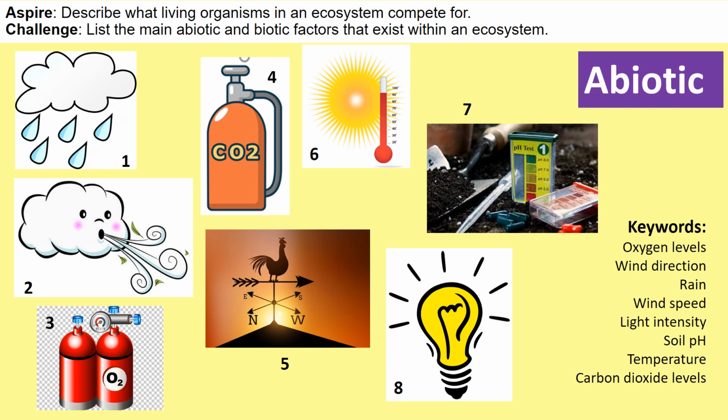On this slide, I've given you 8 silly pictures, and I've given you the 8 abiotic factors that you need to be aware of. All I want you to do is look at the pictures and match the pictures to one of the abiotic factors that I've listed in the bottom right corner. And I'm going to give you a clue to start you off. Picture 1 represents rain, so you can just write 1 equals rain. I'm going to give you 1 minute to do that, starting now.